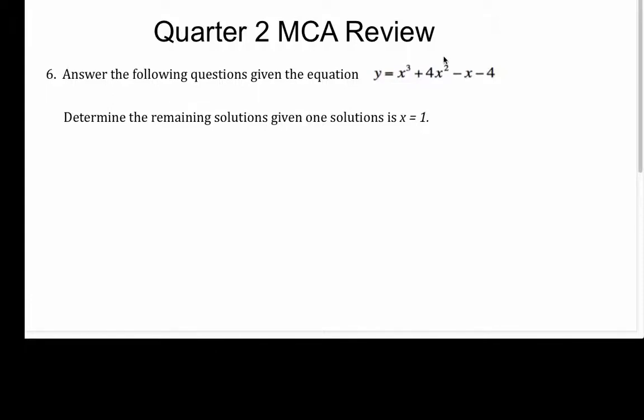All right, so question 6. Answer the following questions given the equation y equals x cubed plus 4x squared minus x minus 4. First thing is to determine the remaining solutions, given one solution is x equals 1. We're going to use some synthetic division here. The nice thing is it tells me that one of the solutions is definitely x equals 1.